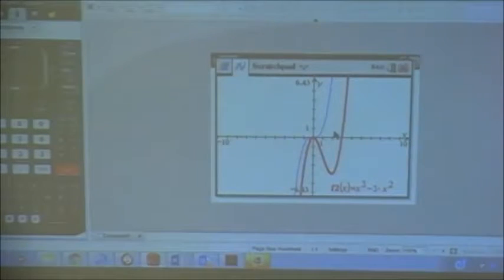So I'm going to give you a few minutes to graph it. And again, do not worry about your sketches being perfect. They do not have to be. Just sketch them.